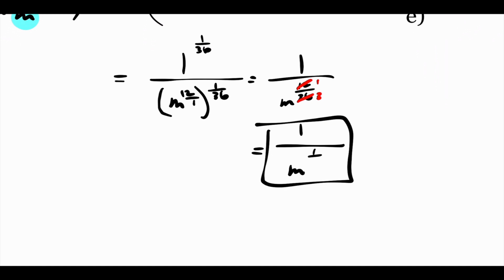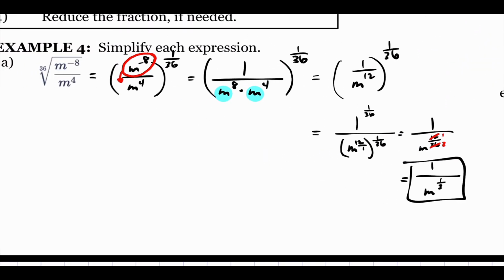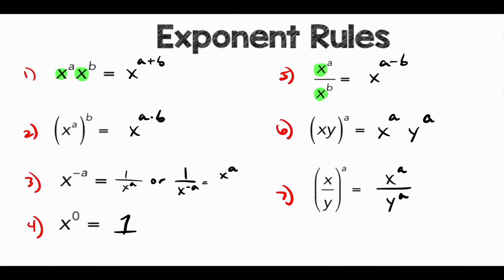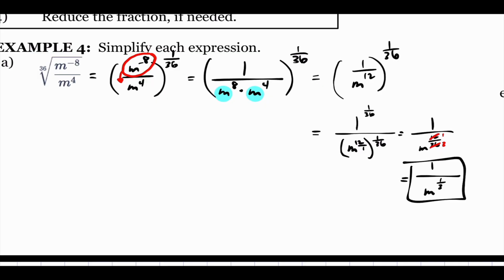That's as far as we can go because we can't use any more rules. I only have 1 m, so I can't combine or cancel out. The top is 1, 1/3 I can't reduce. I'm done. I used every single one of these rules, so I didn't use any new rules. The only little wrinkle today is that you're going to have fractions. But you did fractions last chapter, and the fractions you see today are going to be very straightforward. They're not algebraic.